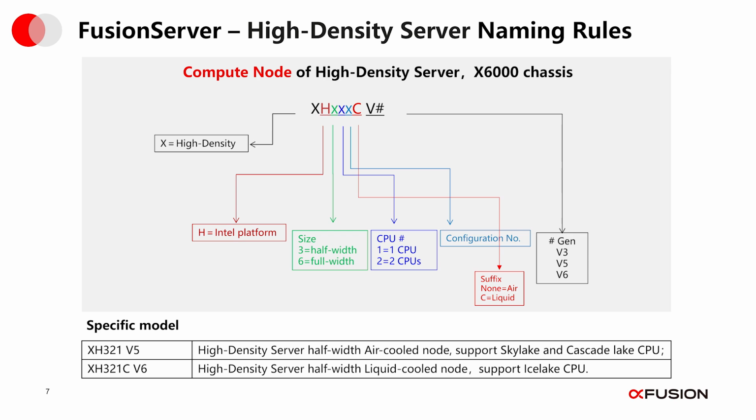Let's move on to the naming rules of compute nodes for high-density servers. So X stands for high density. H means Intel platform. The first number is always 3 or 6. 3 means half width and 6 means full width. Half width means the compute node occupies half of the width of the compute node installation area of the high-density server. Let's see an example. XH321 V5. This is a high-density server with a half-width 1U 2-socket air-cooled node. It supports Skylake and Cascade Lake CPU, and full-width compute nodes won't be developed for V5 and V6 series anymore.